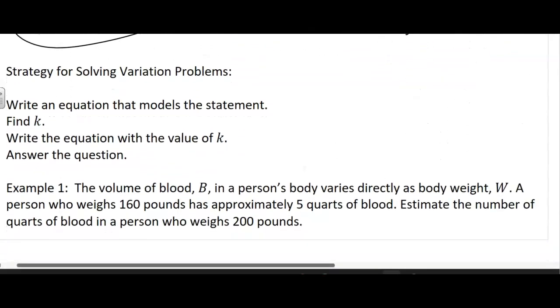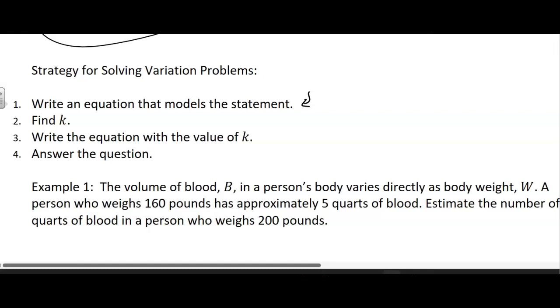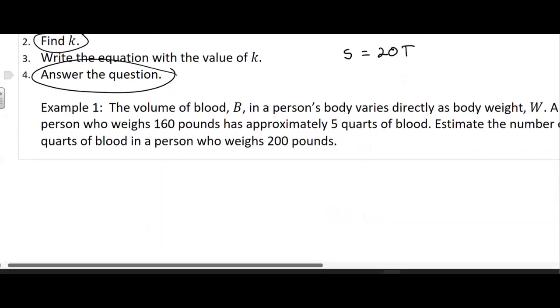Okay, so the strategy for solving variation problems is just like what I showed you. It's pretty much 4 steps. Write an equation that models that statement. So when we said sales varies directly as, as soon as you put the equal sign, put the K, because there's always going to be a constant. Sales varies directly as temperature. Then you have to find K. They're going to give you enough information to find K, one example of a situation. Then you write the equation with the K, like ours was S equals 20T. And then they're going to have you answer some question. Either they tell you the temperature and you predict the sales, or they tell you the sales and you predict the temperature. Okay, so here comes an example.